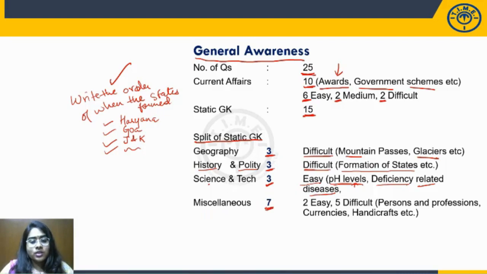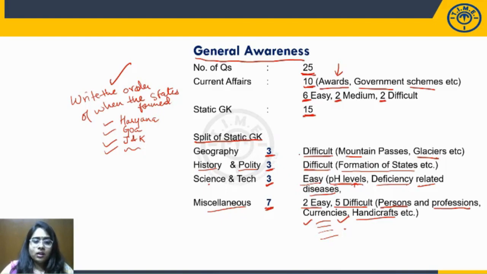Now there were 7 questions under the miscellaneous part, out of which 2 were easy and 5 were difficult. This section had questions related to who certain personalities are and what professions they belong to, and there was a match the following type question that had the country and the currency, and you were supposed to match 4 of them and answer that. That was one type of question. And there was one question on the handicrafts industry.